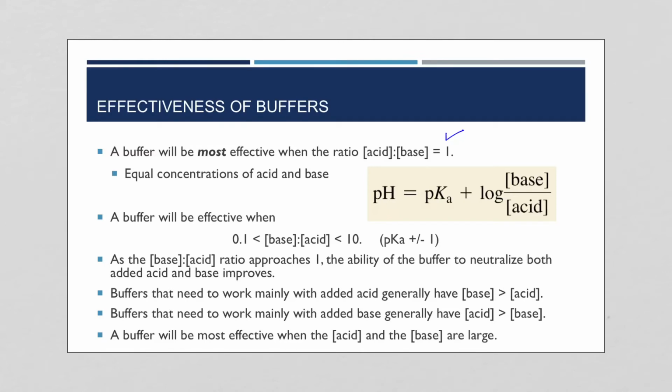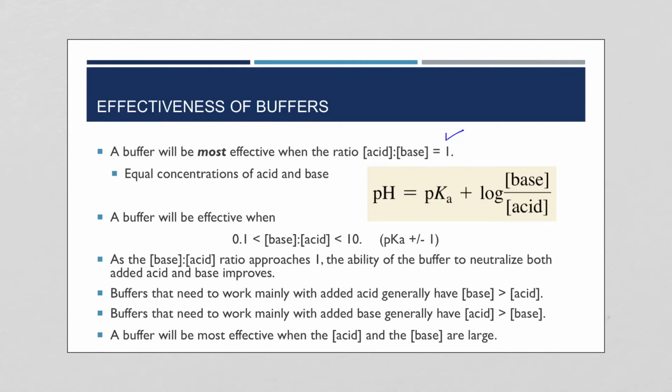And so if we have a buffer that we know is going to be exposed to mostly acid impurities, then it would make sense to maybe shift it to have a ratio that has more base than acid. So maybe instead of having a 1-to-1, have a 2-to-1 or a 3-to-1, right? And again, the same thing, if we know we're going to have to generally deal with basic impurities, it would make sense to not have a 1-to-1, but have a ratio that leans toward having more acid than base.